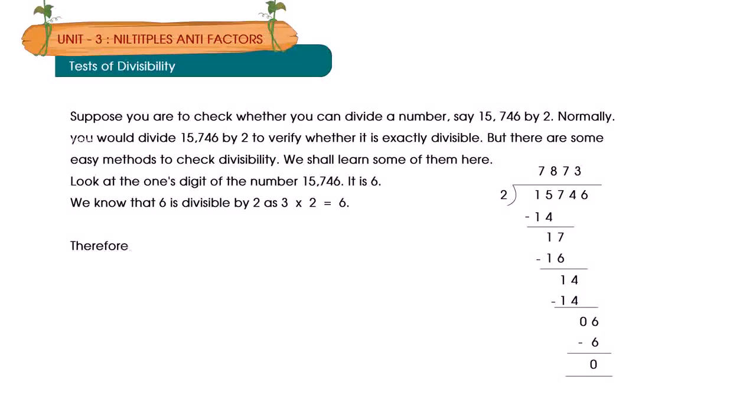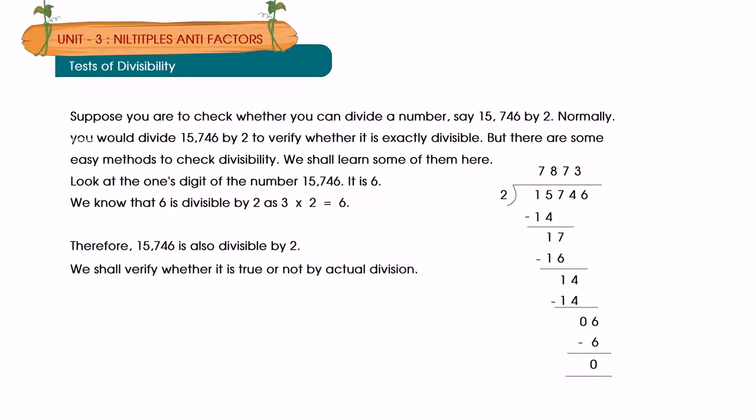Therefore, 15,746 is also divisible by 2. We shall verify whether it is true or not by actual division. We see that 15,746 divided by 2 is equal to 7,873 with no remainder. Hence, 15,746 is exactly divisible by 2.